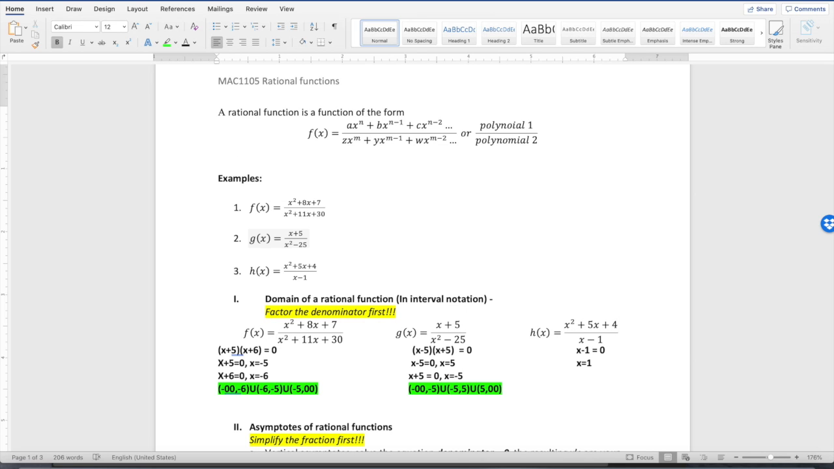So finally, this last function here, h of x, only has one break. It's at +1. Again, you start at negative infinity, you go to 1, and then you pick up again at 1, you exclude the 1, but pick up right after you pass it and go all the way to positive infinity, and there is the domain of function h.